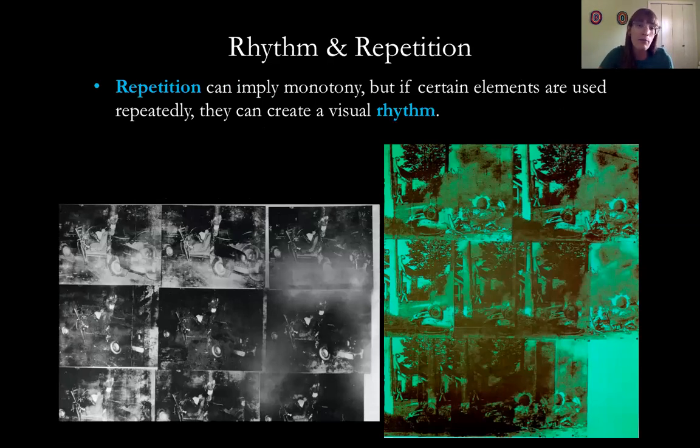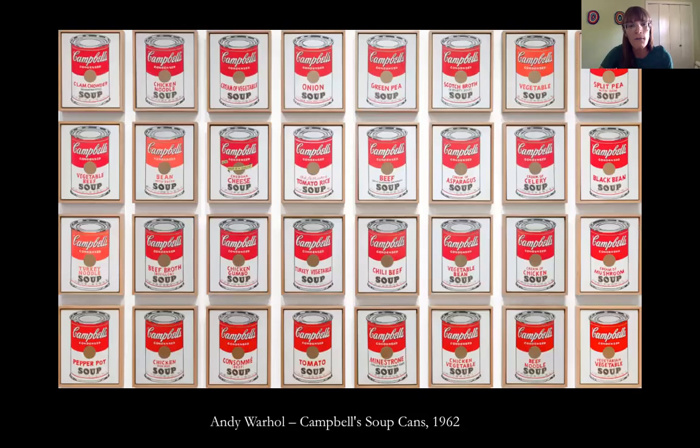Repetition can also imply monotony, so it can become boring because it just is over and over and over. But if certain elements are used repeatedly, they can also create a rhythm. So these two are very, very intertwined. And to think about this, we can talk about Andy Warhol. We will talk more about him later when we talk more about printmaking as a medium.